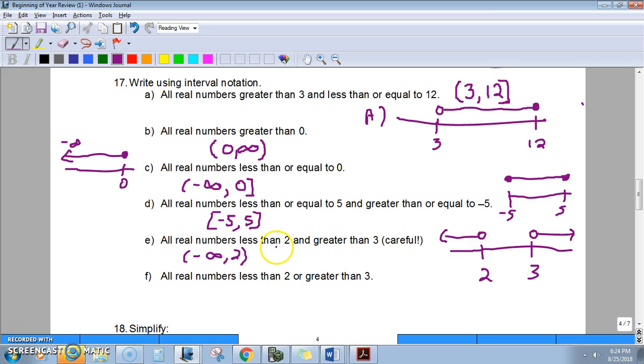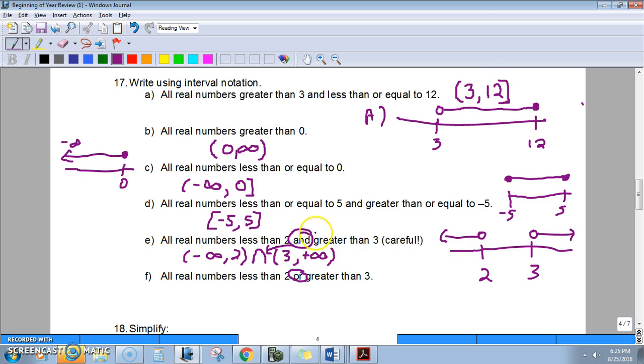And then you guys, this is a symbol you're going to learn, and the way I remember it is because the and symbol kind of looks like an A. And then you do your other set of parentheses, 3 to positive infinity. Because there was nothing in between those, and don't forget this and actually has a symbol there. All real numbers less than 2 or greater than 3. Okay, so do you see what they did? I had to read that slowly to see the difference.